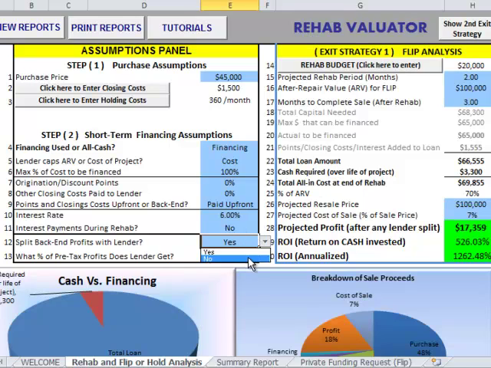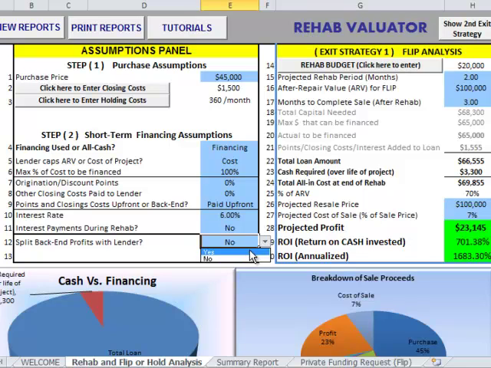And so you hit this little drop down box here, and you say split back-end profits with lender, you say yes.